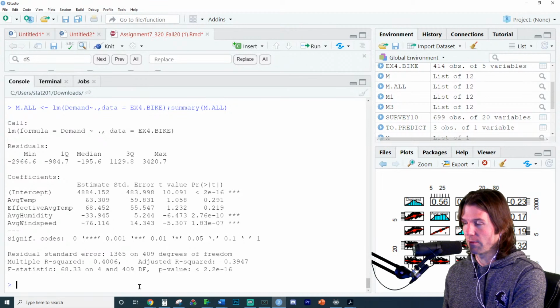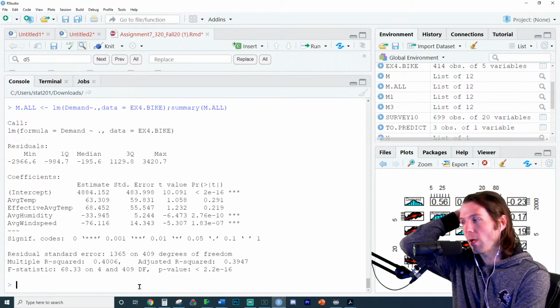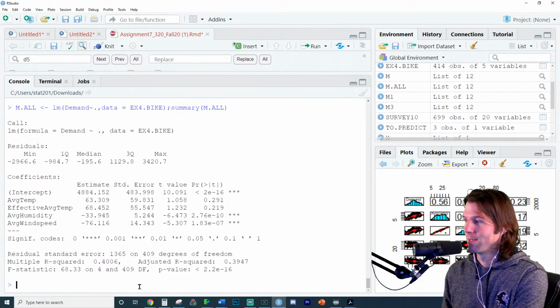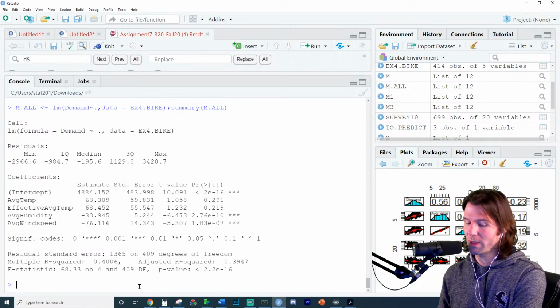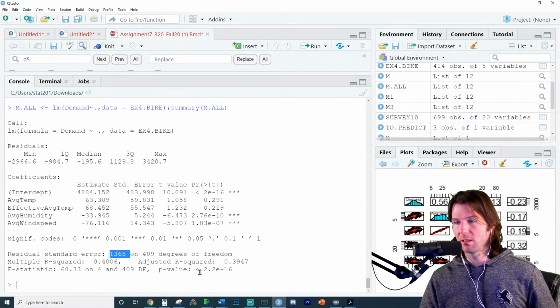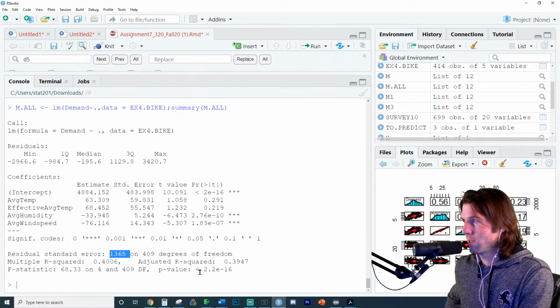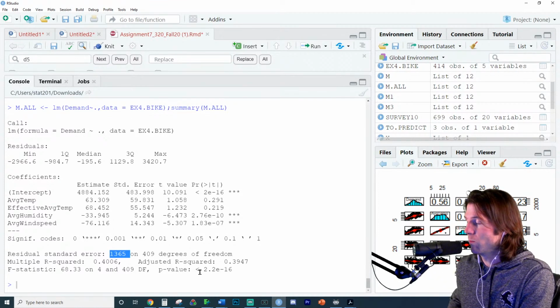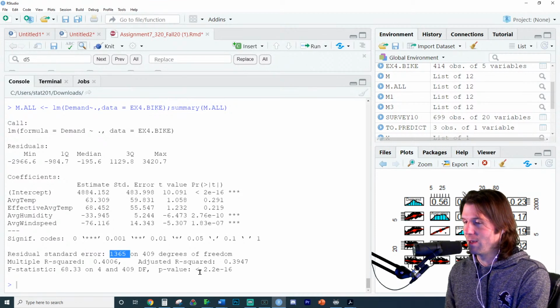When you see practical significance for regression, you should go to a few things. There are probably two numbers you should talk about. One of them would be this: the model typically misses the demand for daily bikes by about 1,365. It typically misses the demand for daily bikes by about that amount.